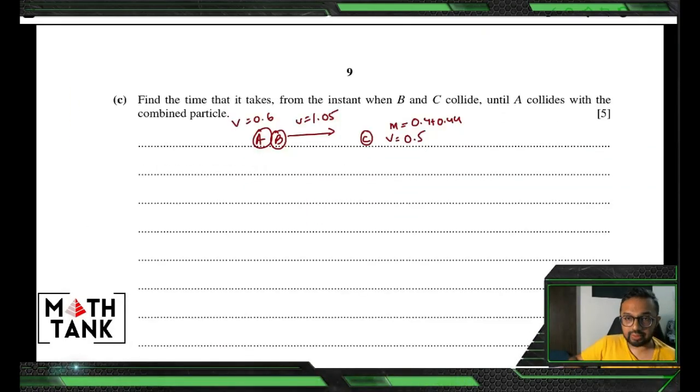So now that since they are slower than A, what is going to happen is that A is going to come from the back and sort of collide again. But there is going to be a certain time lag. What would have happened is that while B was moving forward to collide with C, A would also have moved forward. So I first need to find out how much time it took for B to strike C, for B to collide with C.